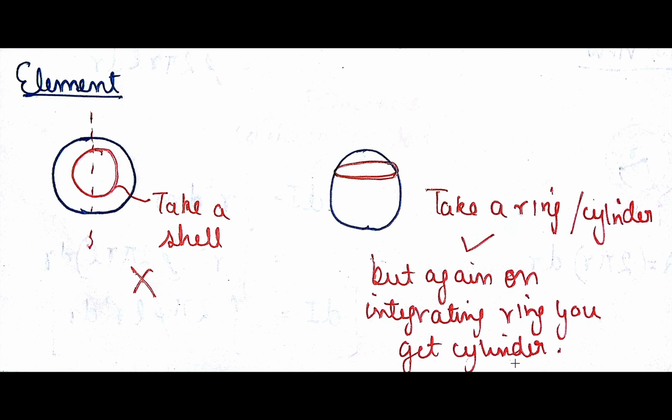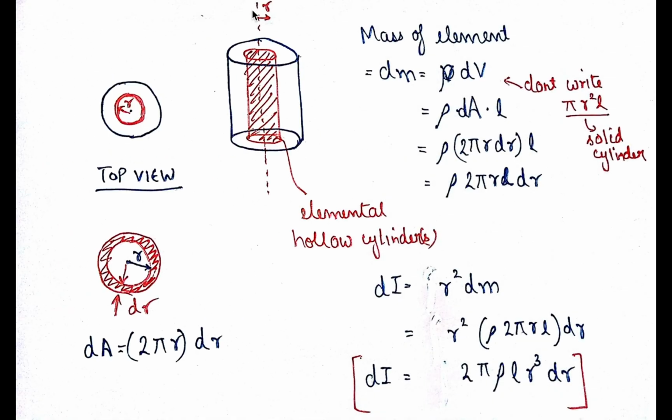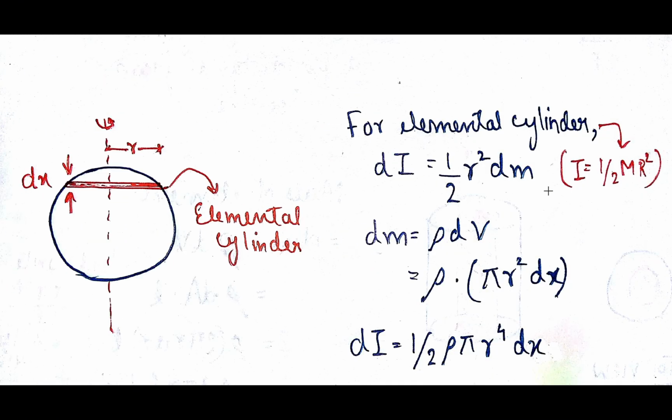Now again, I have already told you that the element we have to take is in the form of a ring or a cylinder. We will not be taking it as a shell, because if we take it as a shell, we are again on the same problem. Because we know the moment of inertia of the ring and the cylinder, we can take either of them. But on integrating the ring you will get the cylinder. As we have seen over here, we have already chosen this as a ring, and the ring integration will actually give us the moment of inertia of this cylinder. So here we will be choosing the cylinder only.